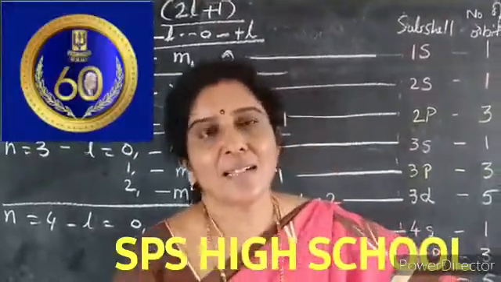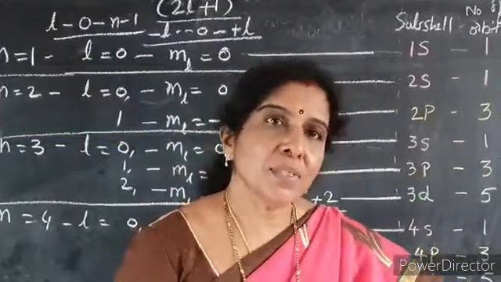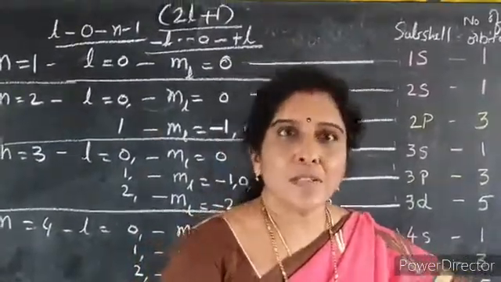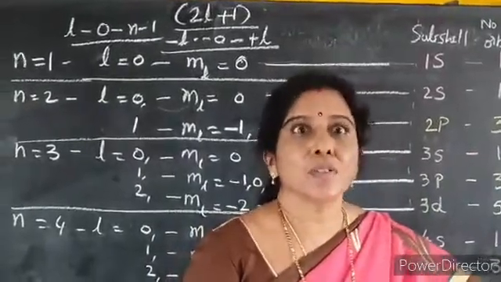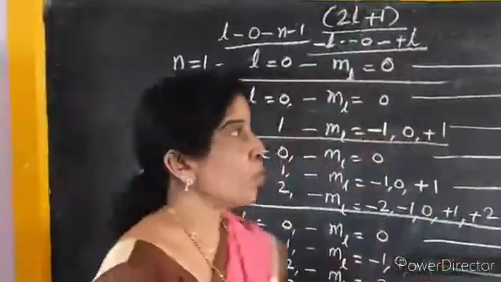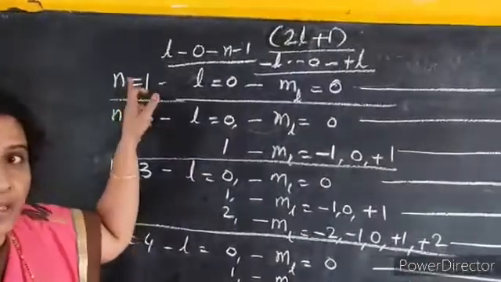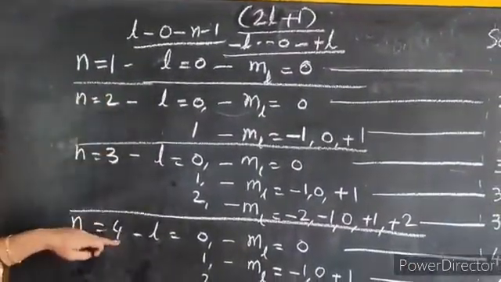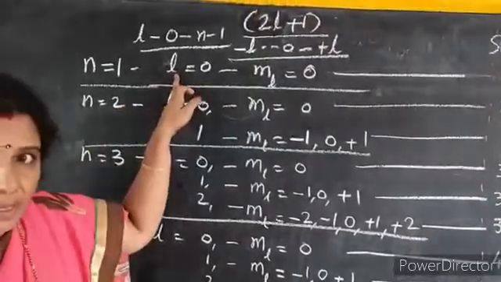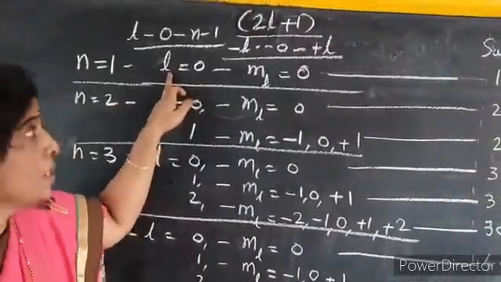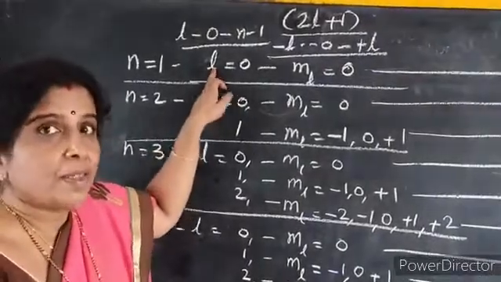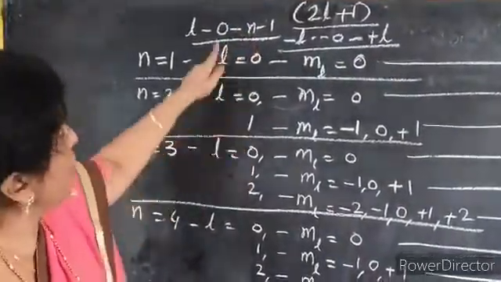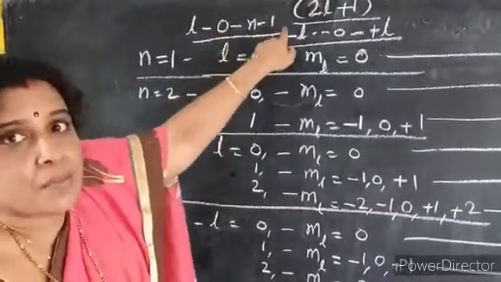In the last class, we have learnt about quantum numbers and the shapes of orbitals. So just once again, revise about quantum numbers. What is the first quantum number? Principal quantum number, where n values are 1, 2, 3, 4. The next quantum number is the angular momentum quantum number, which is represented by the letter L. And what is the rule to be applied to calculate L values? 0 to n minus 1.